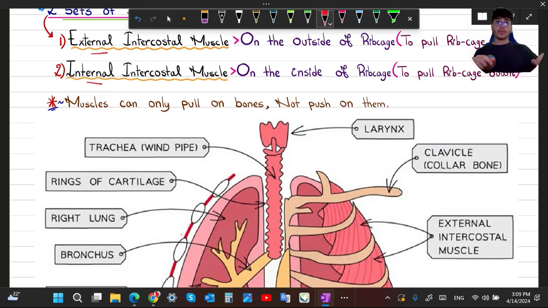Muscles can only pull on bones, not push on them. So these muscles are only pulling on the bones, they're not pushing them. Pulling up and pulling down. During inhalation, you're pulling them up, and during exhalation, you're pulling them down.